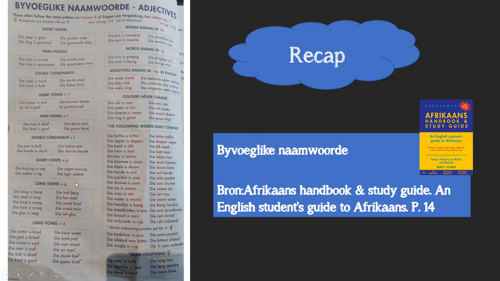Long vowel with a G. Die berg is hoog. Do you see there? Long vowel and a G. Then it becomes a kap, a deelteken e, die hoëberg. But you'll see there, most of them's got a deelteken e, but not that one. That means it is a uitsondering in English. Okay, so look there. Die stoel is laag. It is a lae stoel.